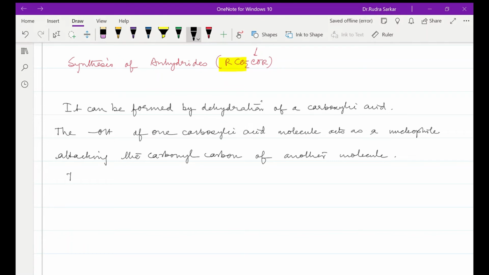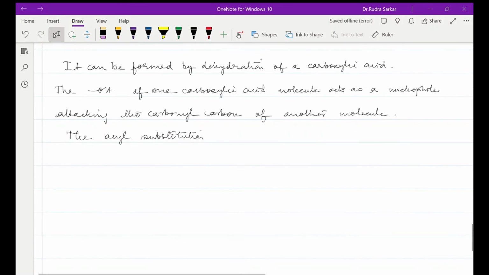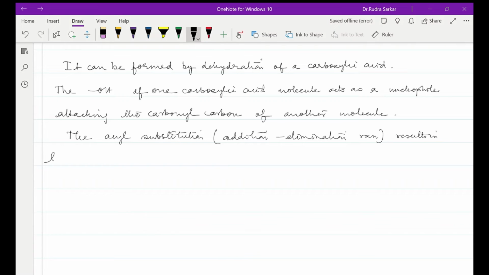Now here the acyl substitution which is our addition elimination reaction results in loss of the water molecule.